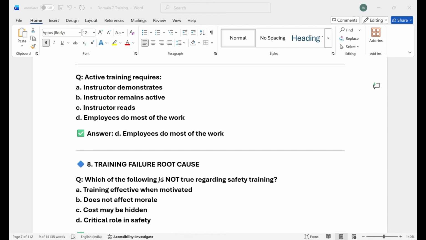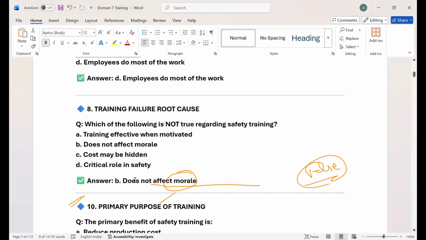Which of the following is not true regarding safety training? Not true means what? It is false. Simple things, but they make it confusing. Not true regarding safety training. Training is effective when motivated. Does not affect morale. Cost may be hidden. Critical role in safety. So which is not true, this is false: training does not affect morale. Training will definitely affect morale. So this is the answer, does not affect morale.